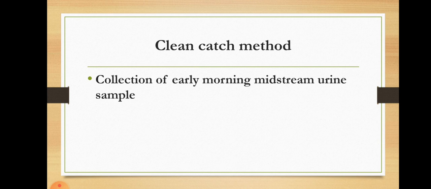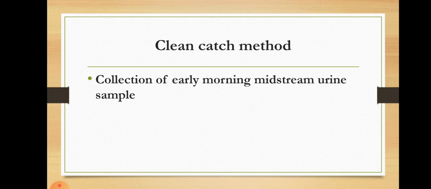The next method is the clean catch method. The clean catch method is the most common method used for collection of urine. After the patient has cleaned the urethral meatus, a small container is used to collect the urine. The optimum time to use the clean catch method is early morning because the urine contains more microorganisms as a result of being in the bladder overnight.